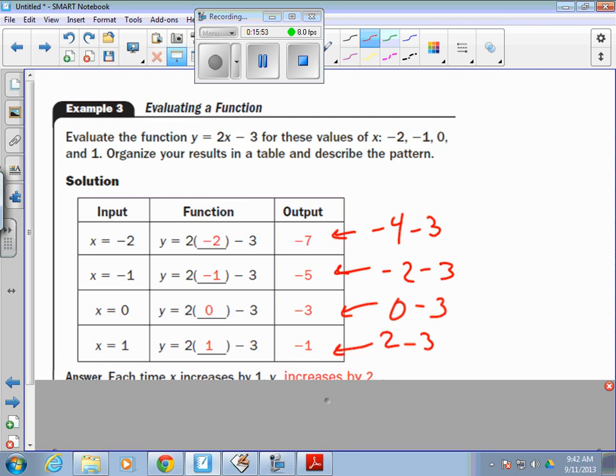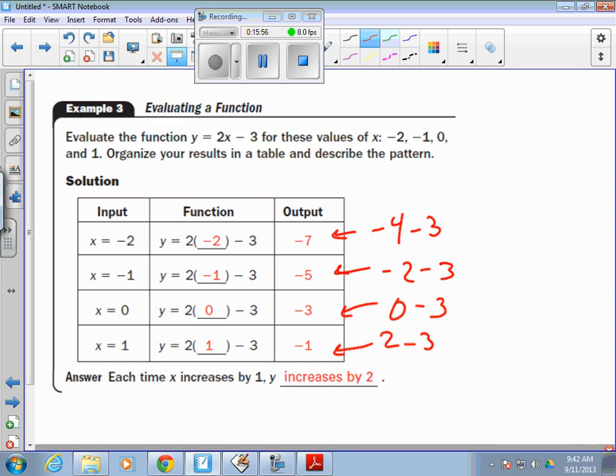Then it says describe the pattern. Every time x increases by 1, going from negative 2 to negative 1 to 0 to 1, the y value increases by 2. Negative 7 becomes negative 5, negative 3, negative 1, and so on and so forth.